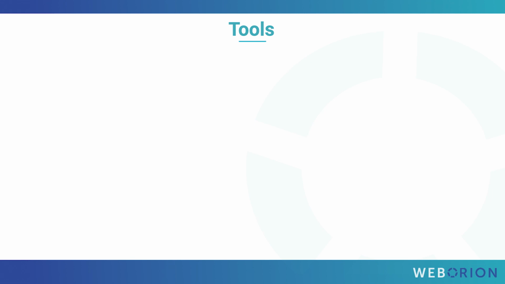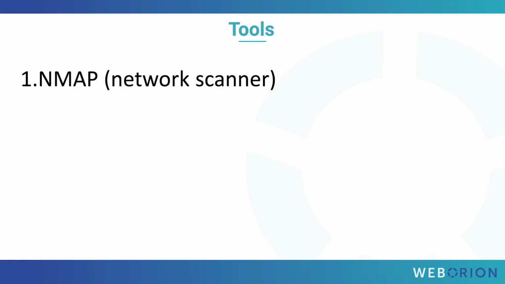So today, I'll be introducing 3 tools to you. First is NMAP. NMAP is a network scanner tool used by a lot of penetration testers and is widely used by a lot of security specialists out there. What it does is that it discovers hosts and services on a computer network. How it works is by sending packets to the host and analyzing the responses.